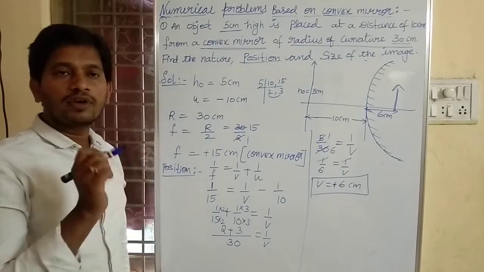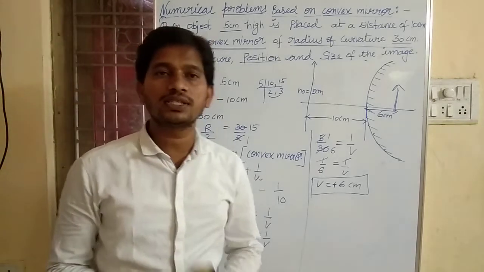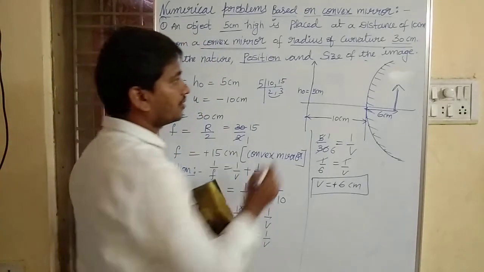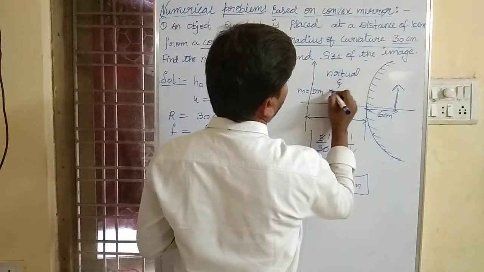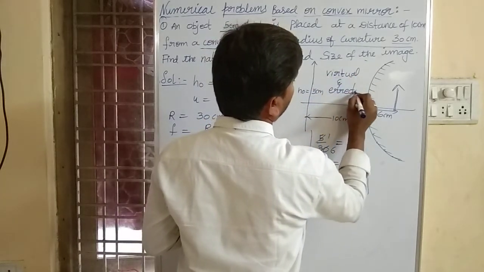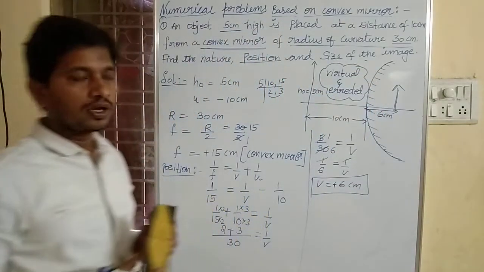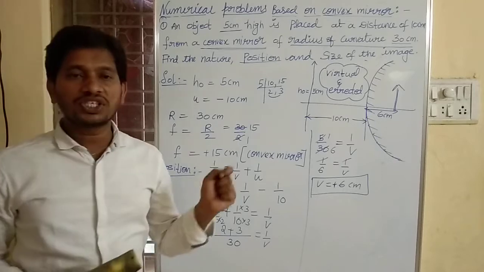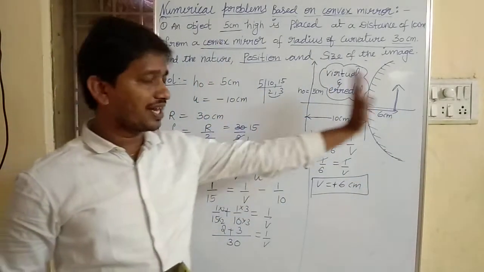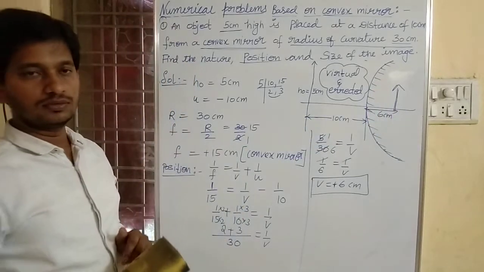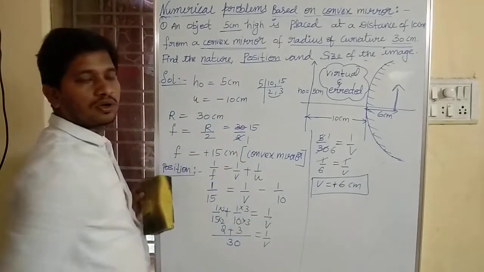As we know, for convex mirror, what is the nature? The nature of image is virtual and erect. That is the nature for convex mirror. And where is the position? The position is at a distance of 6 cm from the mirror, behind the mirror. We got the position, and we also found the nature.